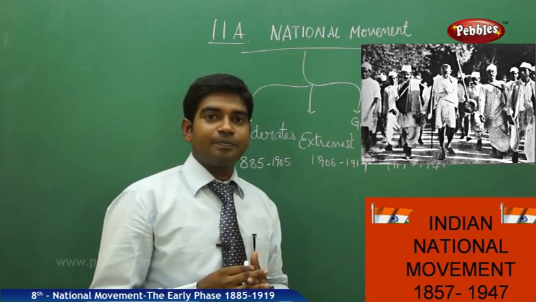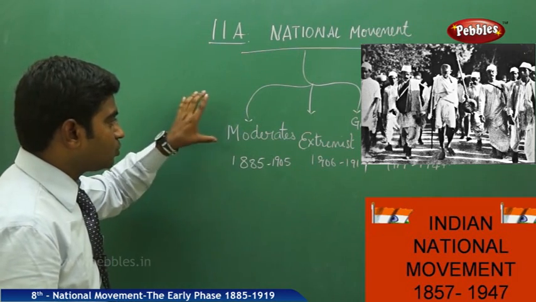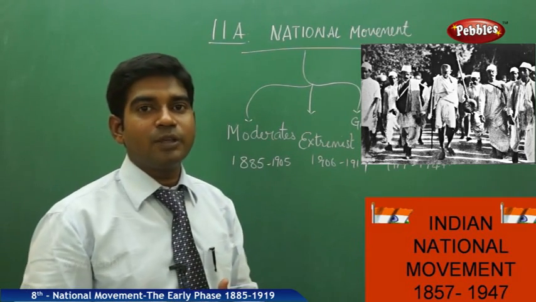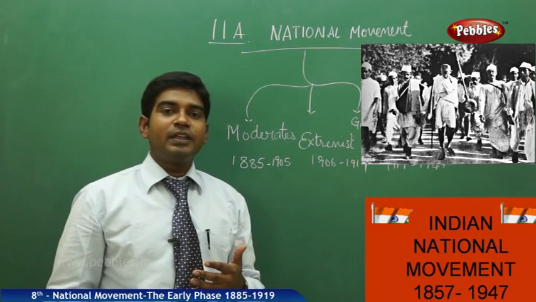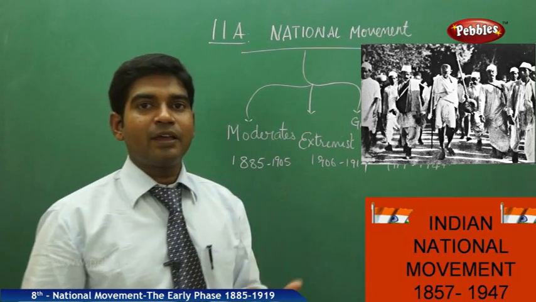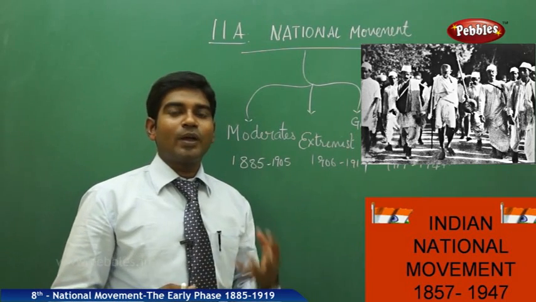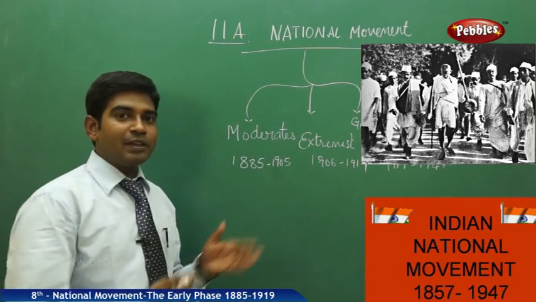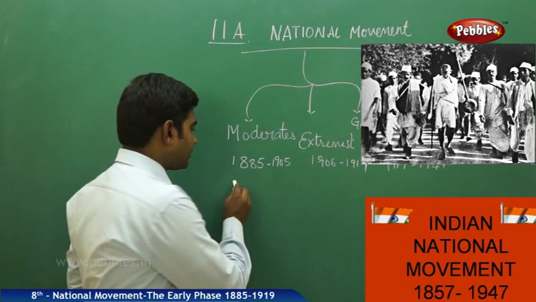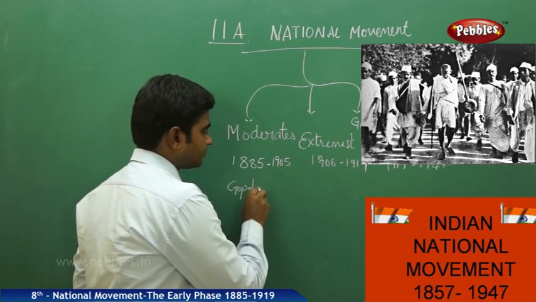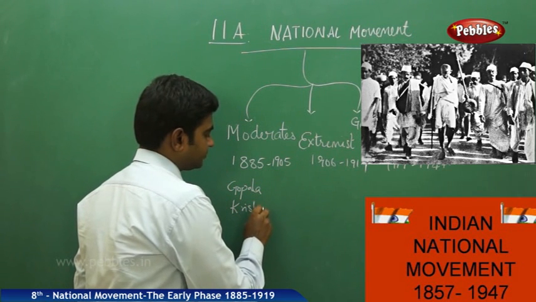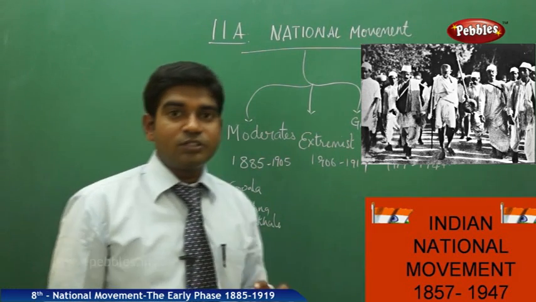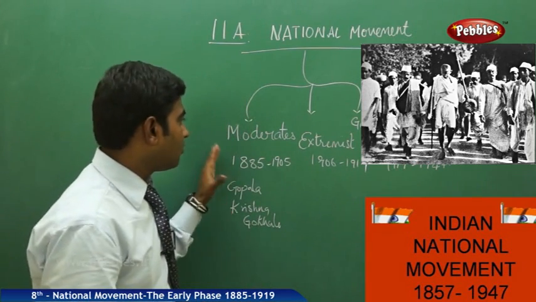How did the people gather here? The moderates are the people who had the ideology that we have to do everything through petitions and writing letters, writing letters to the Queen, requesting them. Their method is to plead and request. They requested everything to get the required changes in the system, and they finally did everything by appealing through letters. Even Gopalakrishna Gokhale, who was considered the Guruji of Mahatma Gandhiji, belonged to the moderate group.